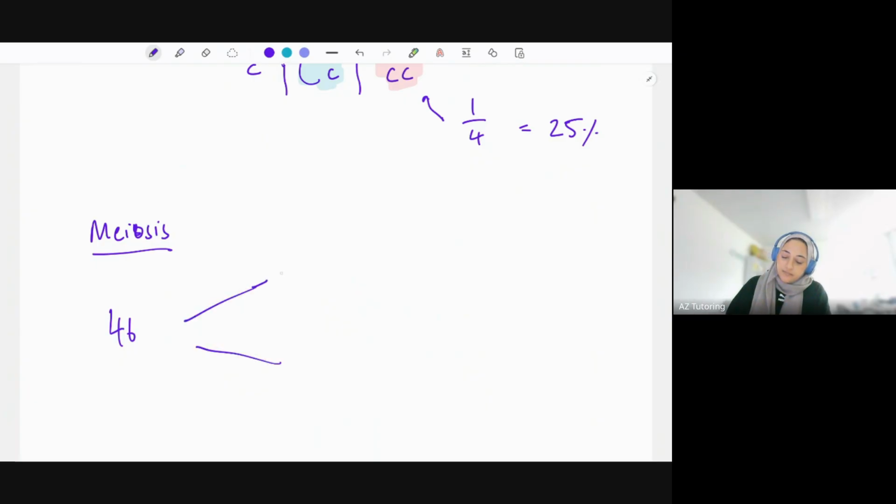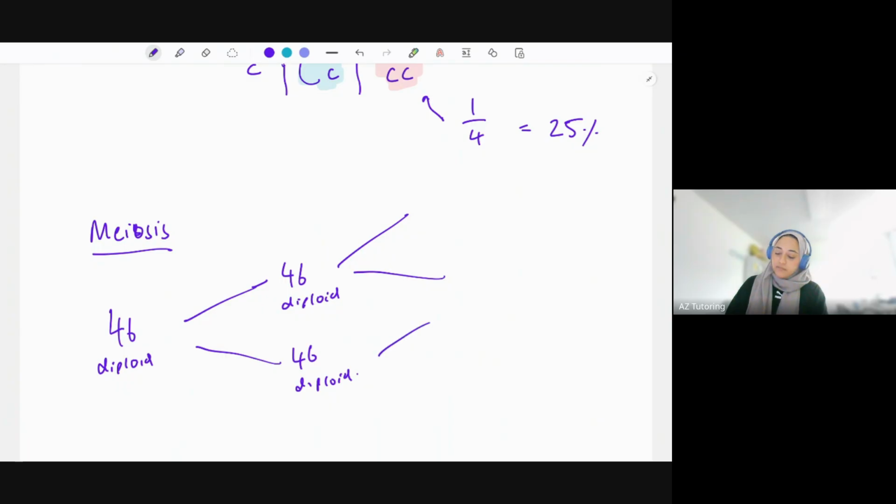That first split, there's still 46 because remember, they've duplicated, so it's a diploid, and it's still a diploid because everything's duplicated. But we don't want it to be a diploid. That's the process of mitosis. We don't want that. We want a further split.